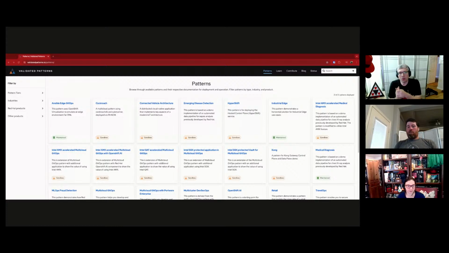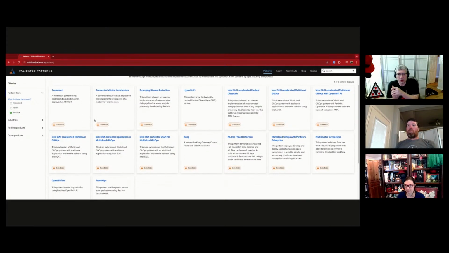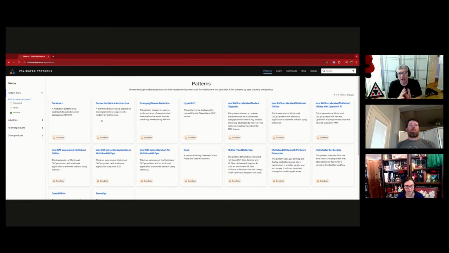I do want to try to bring us back around to the actual validated pattern. Yeah, pattern tiers. Yes, exactly. So the major pattern tiers are, in ascending order of maintenance burden, the sandbox pattern, which is the most basic one. Sandbox patterns have the most minimal requirements for additional documentation and testing. Basically, they need to have worked once, and we'll post some docs to it.